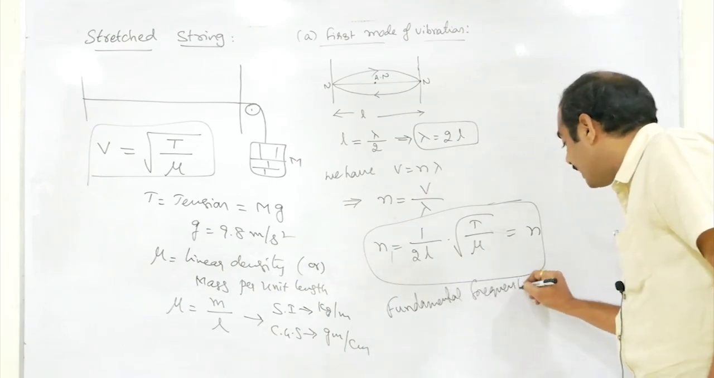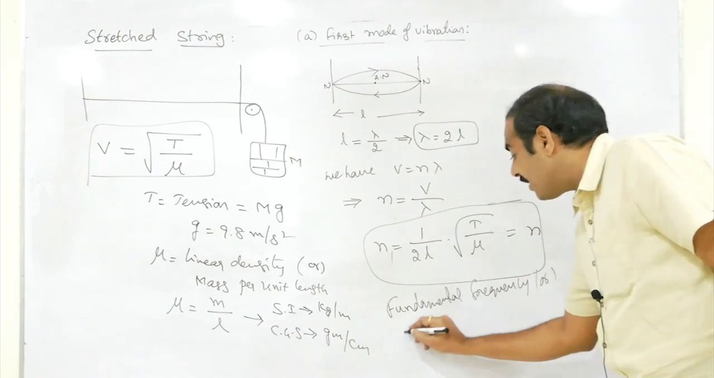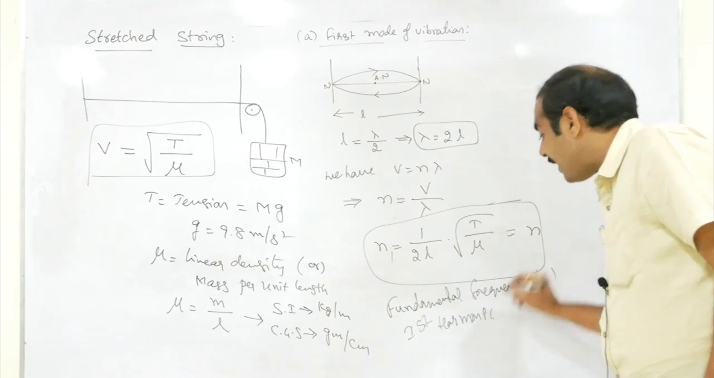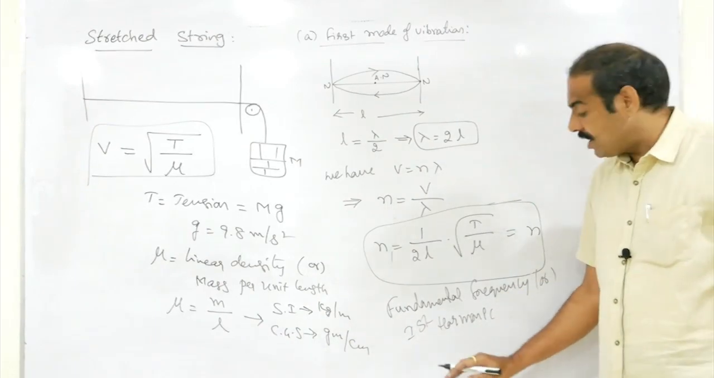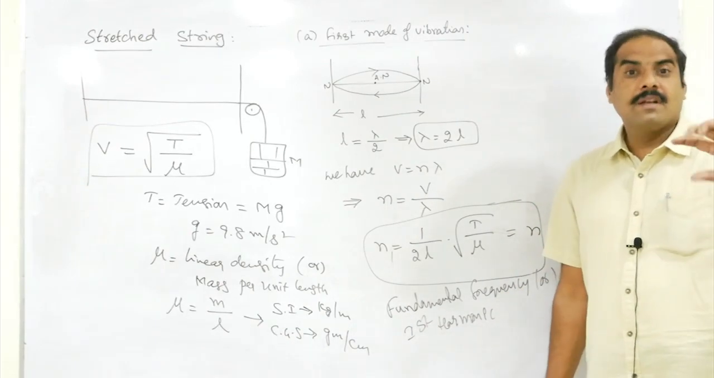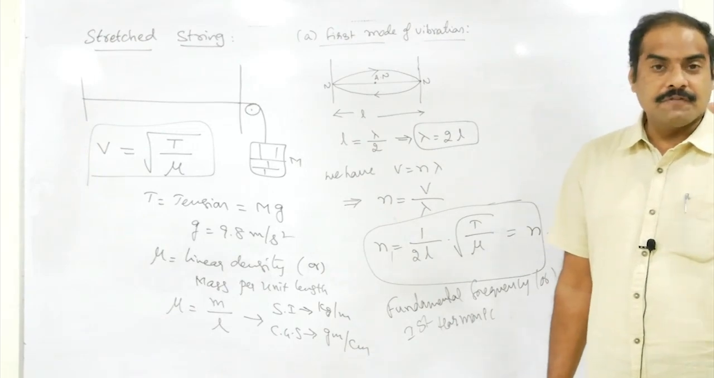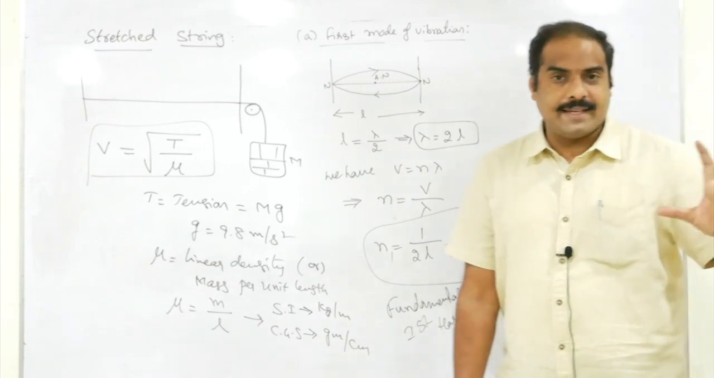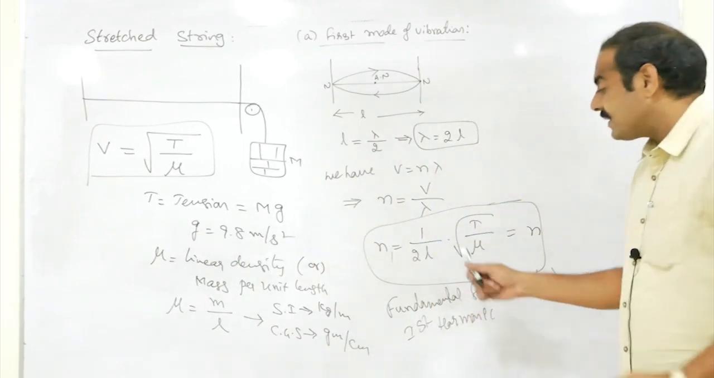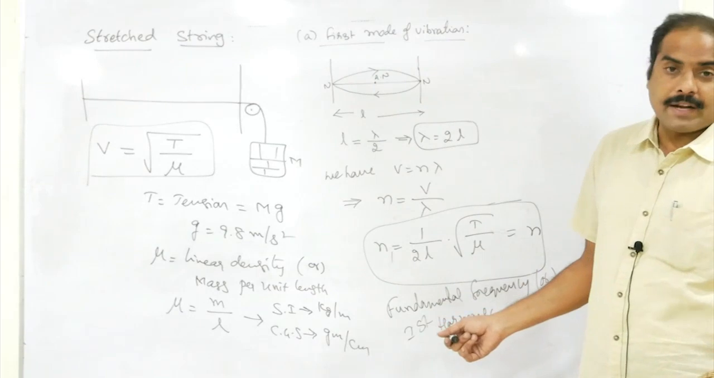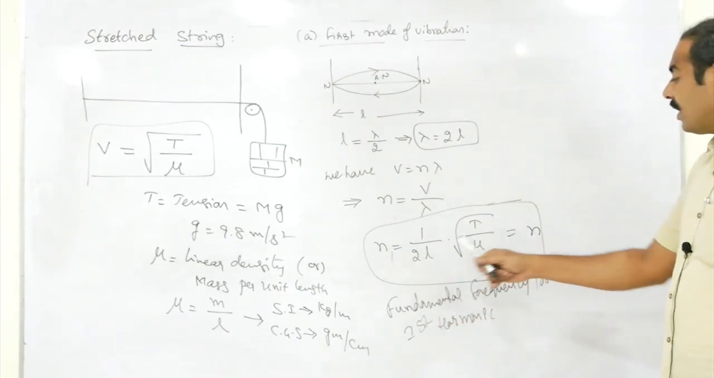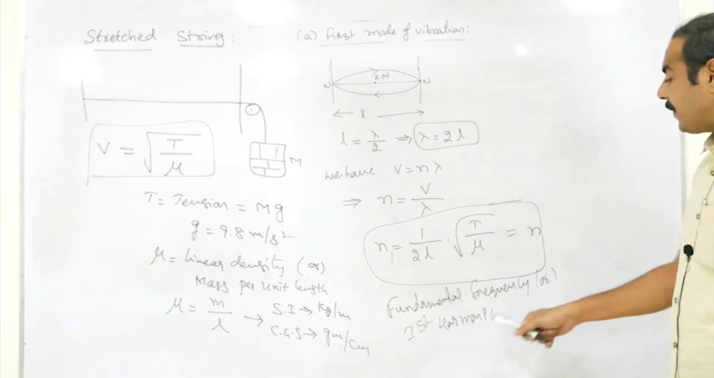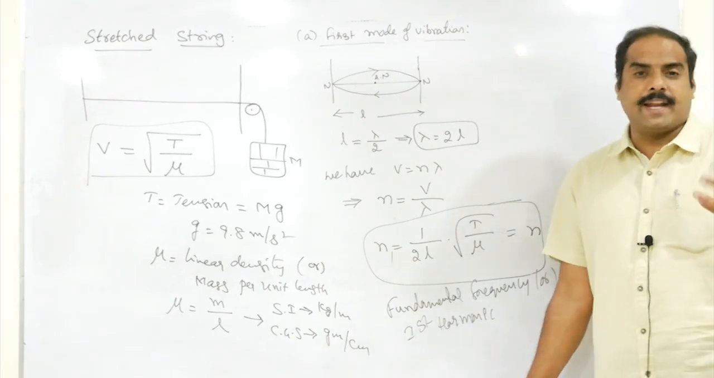Fundamental frequency, or what is the other name? First harmonic. What are harmonics? Sound waves which are multiples of the fundamental frequency are called harmonics. This is one times the fundamental frequency, 1 into n. Therefore, I will consider n1 is equal to n. Therefore, it is called the fundamental frequency or first harmonic.